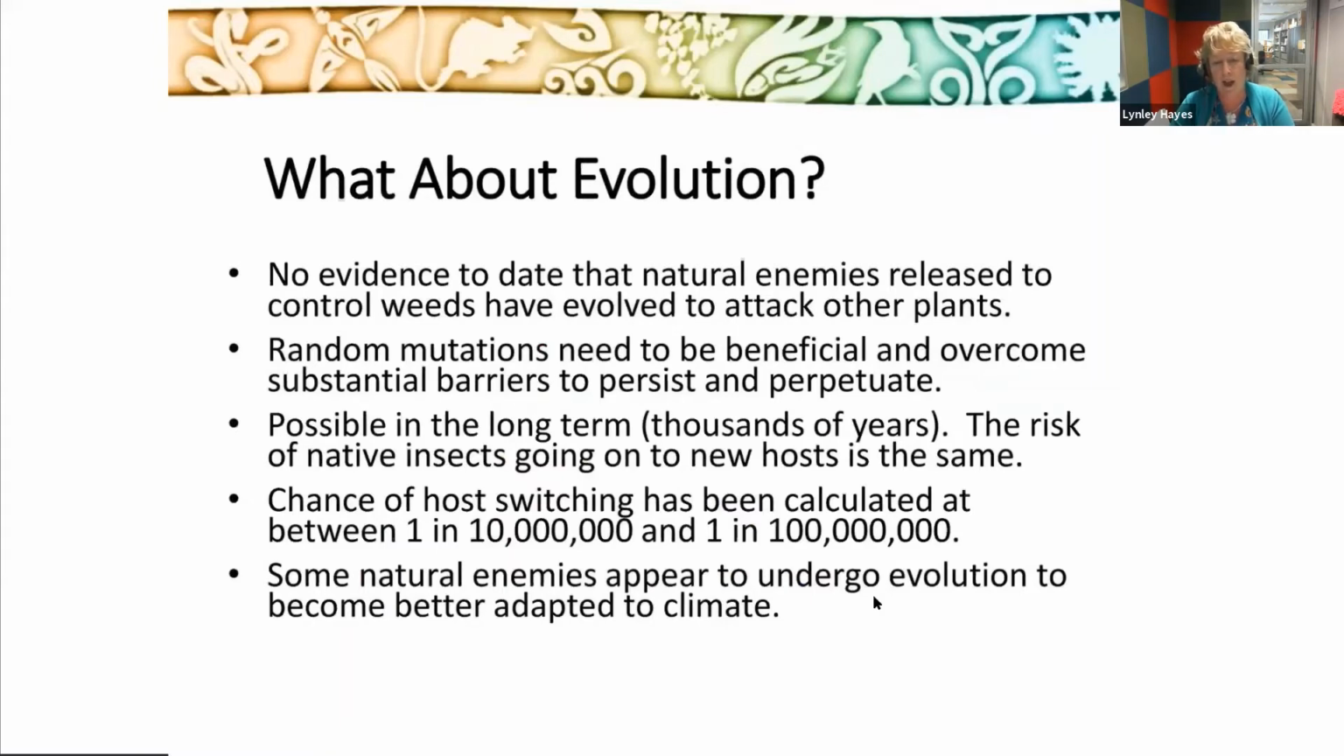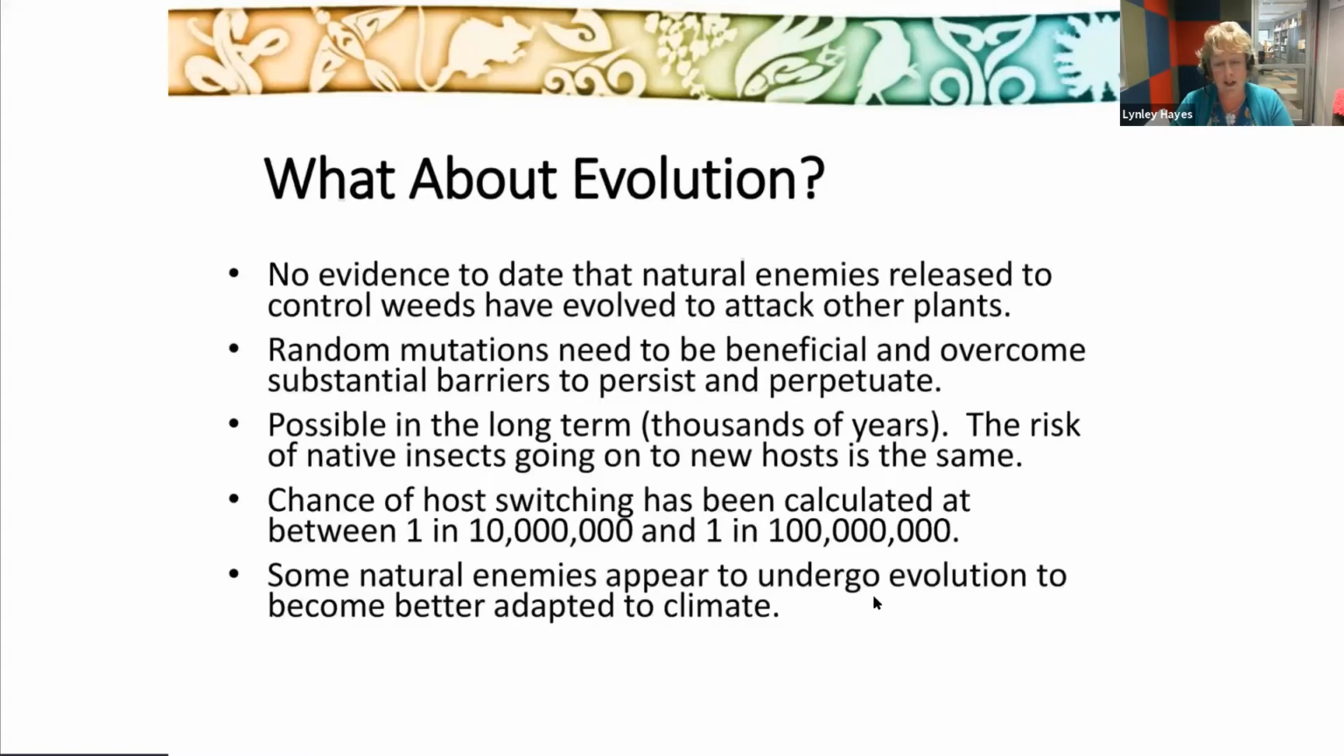So from the 100 years of information that we have about the use of natural enemies all throughout the world and in the Pacific, we know there is no evidence to date that any natural enemy that's been released to control a weed has evolved to attack any other plants. So that's quite comforting. We have 100 years of data and experience.